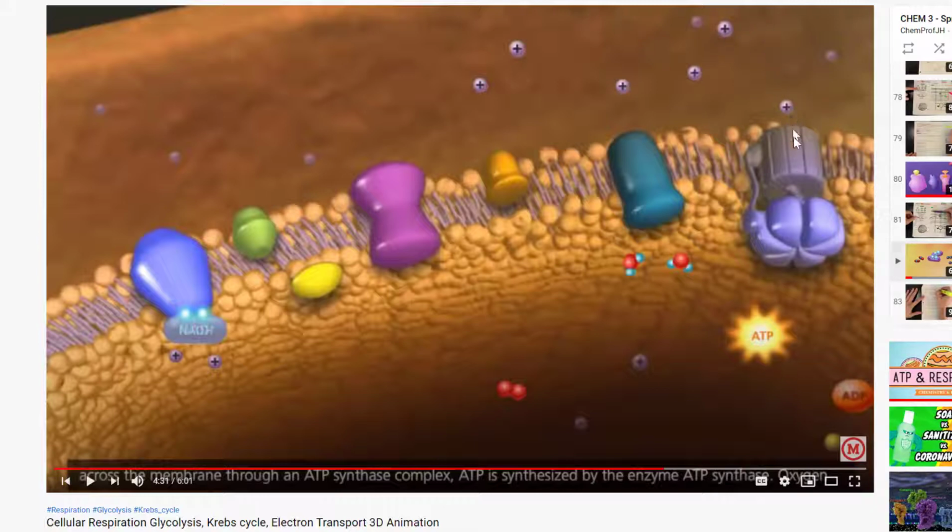And so as those protons move back through ATP synthase here, they provide energy, and that energy is what enables us to take our ADP and turn it into ATP. So this is called an electrochemical gradient. We have a disproportionate separation of charges or electrons on chemicals. So an electrochemical gradient drives this ATP synthase.